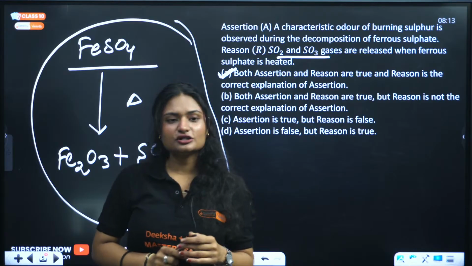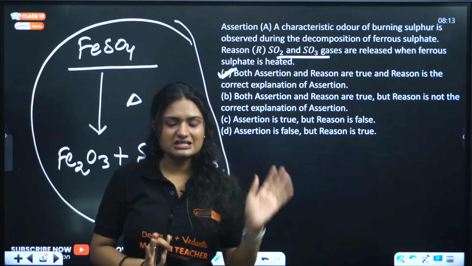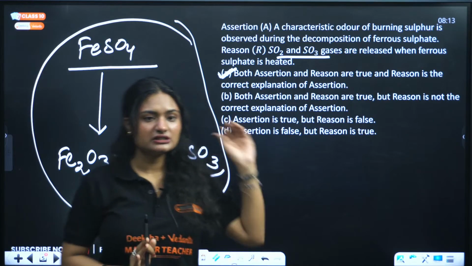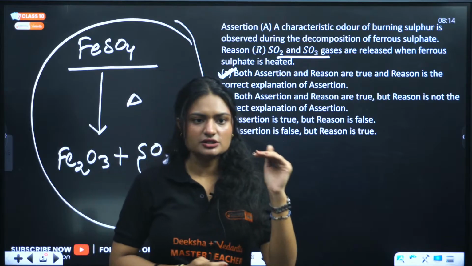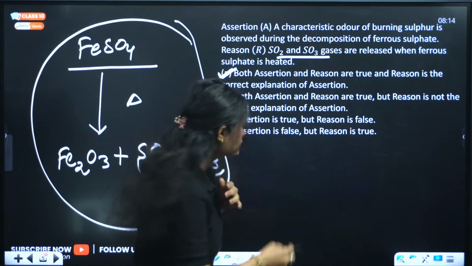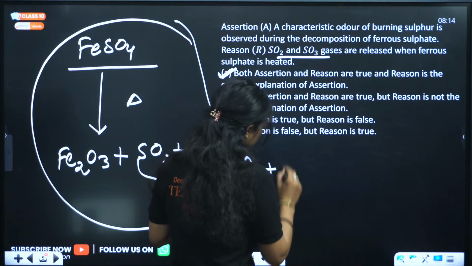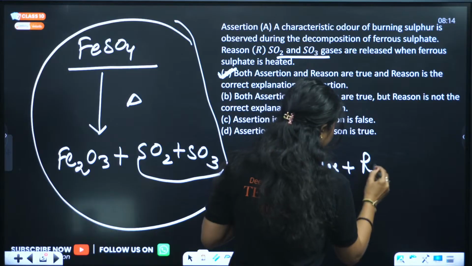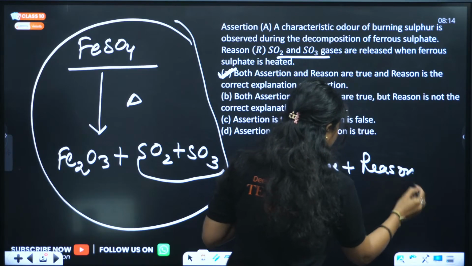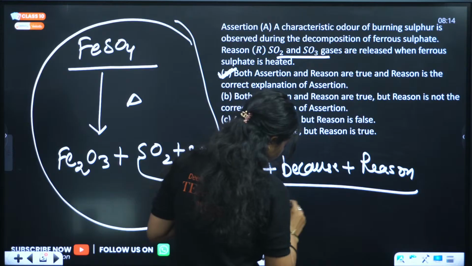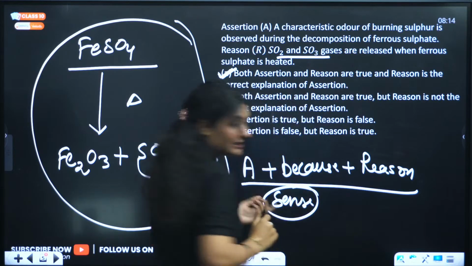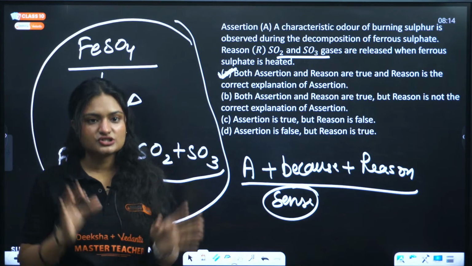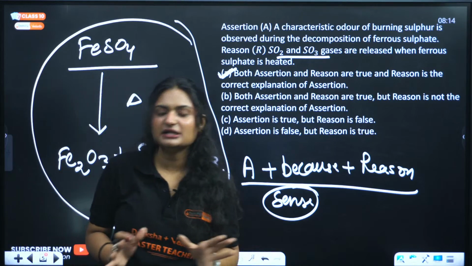I see, guys, there's a lot of confusion about these kinds of questions. So always use this approach whenever you're trying to answer them. Say the assertion, add because, and then say the reason. And if this makes sense, then always mark option A, that is, both assertion and reason are true and the reason is the correct explanation of the assertion.